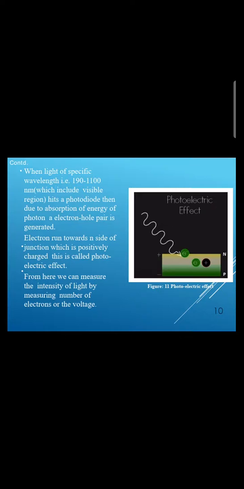When light of a specific wavelength hits a photodiode, then due to absorption of the energy of a photon, an electron-hole pair is generated. Electrons run towards the n side of the junction which is positively charged. This is called the photoelectric effect. From here, we can measure the intensity of light by measuring the number of electrons or the voltage.